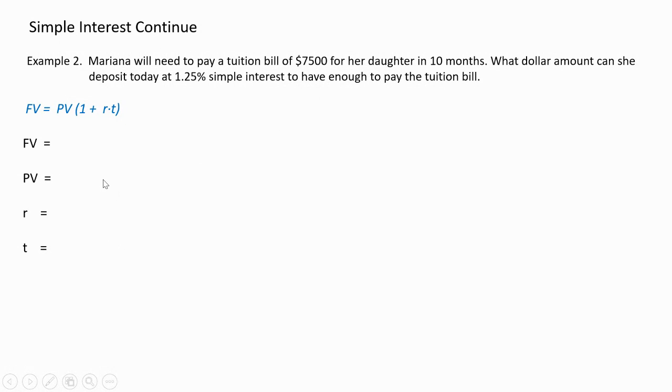Okay, guys. So what are we looking for here? Is this money amount here, the 7,500, the future value or the present value? What are we looking for? Check this out. What dollar amount can she deposit today, right? Today here, guys, means the present value. So we're looking for PV.